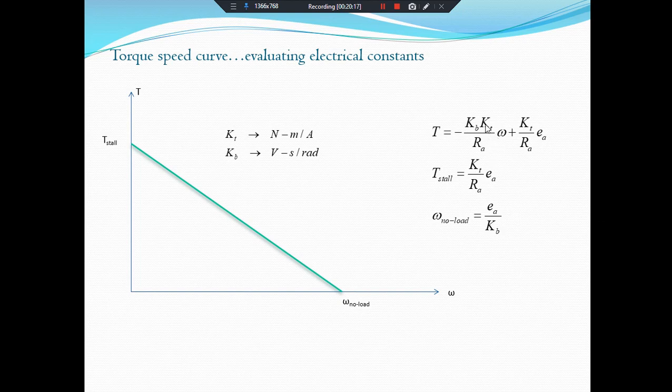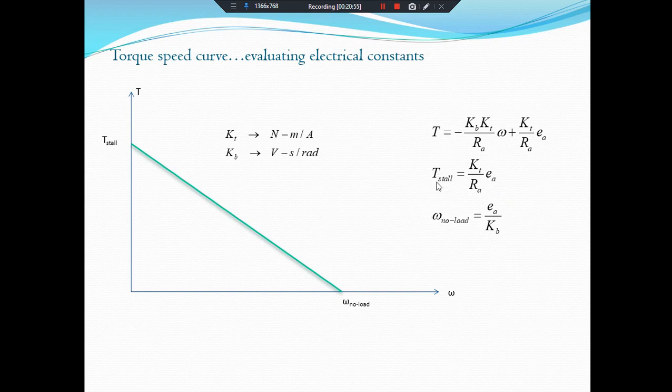Simple. We have taken KT by RA common. We will put torque equal to 0. Zero is equal to these two terms. Then we will take KT by RA common from these two terms, right? These two terms will multiply with 0 and become 0. The rest will be KB omega m plus EA, and omega will become EA by KB. Simple. Clear these both equations.